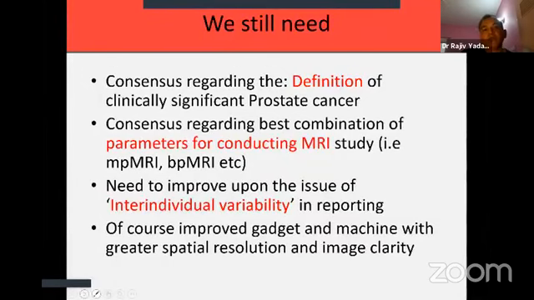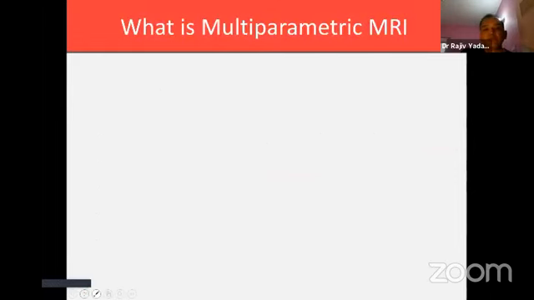Now, coming to what is multiparametric MRI? This word is so commonly used nowadays, and many people are just using multiparametric MRI because we see so many prescriptions coming from other cities where they have written multiparametric MRI, but I'm not sure whether everyone understands while ordering whether they really need contrast MRI or no contrast MRI, and multiparametric MRI in all cases or not.